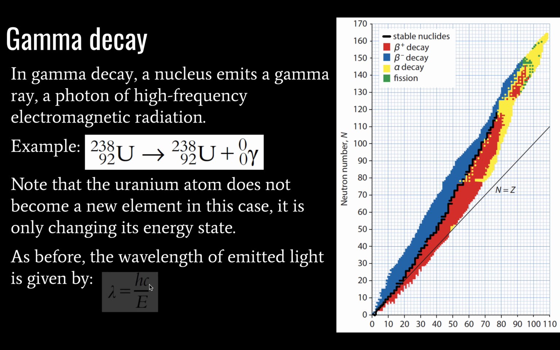So the wavelength of our emitted light will be given by wavelength, or lambda, being equal to Planck's constant times the speed of light divided by energy, and we will have covered this in our previous lecture on topic 7.1.